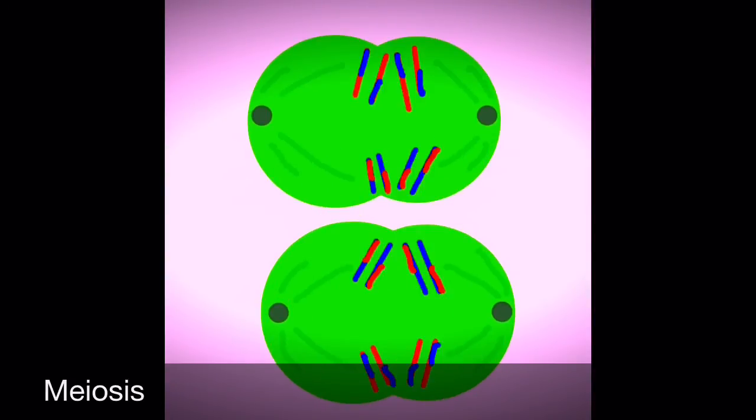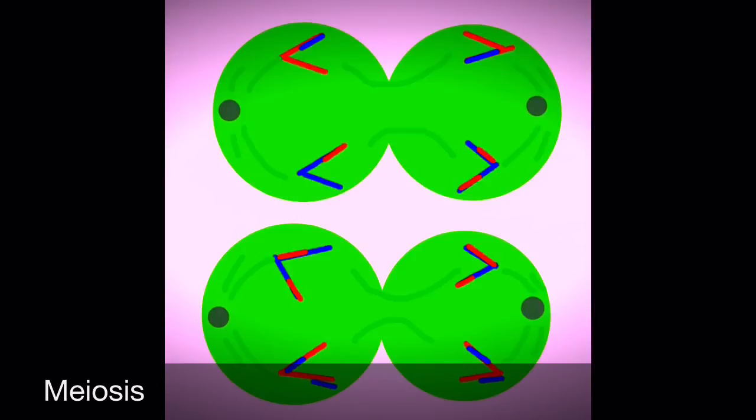Metaphase and anaphase 2 have now been completed. Telophase 2 has been completed as well. There are now 4 cells, each with half the number of chromosomes of the parent cell.